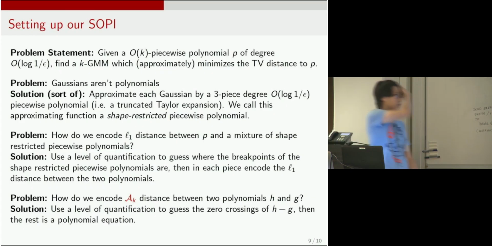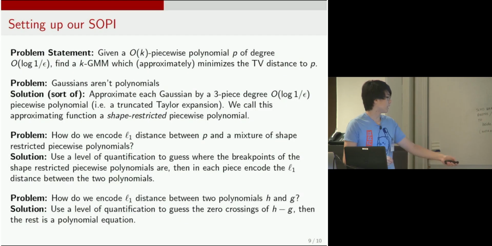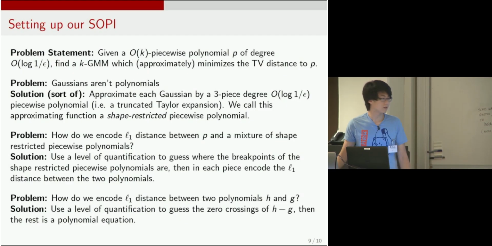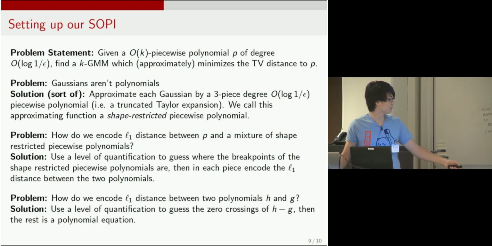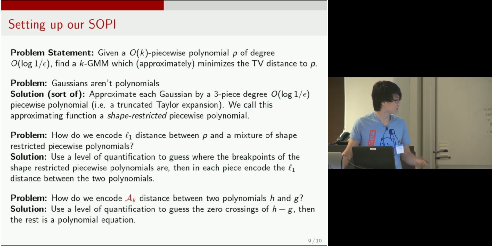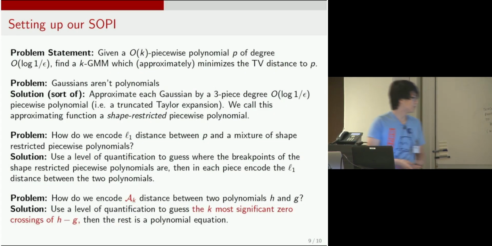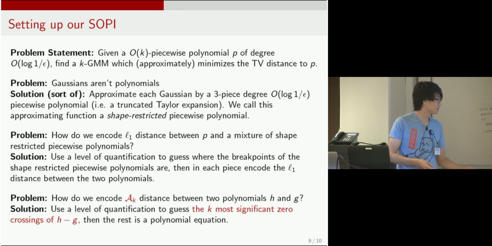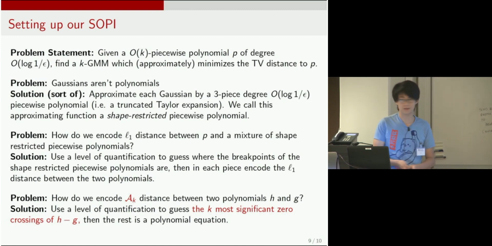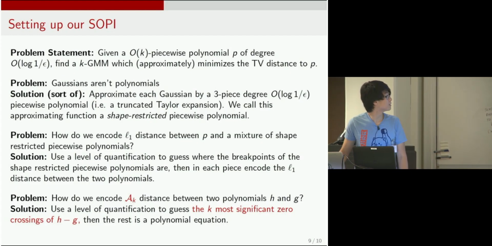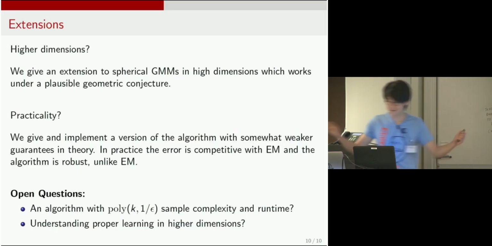One lie that I want to briefly touch on is that instead of encoding L1 distance, this is actually impossible for us with the right kind of runtimes we want. We have to do something else. We have to encode an Ak distance, which I won't even define. But more or less, we're just going to use the k most significant zero crossings of h minus g. And this still works and allows us to get the runtimes we asked for. I'm out of time, so I'll just flash this last slide in. Thank you for your time.